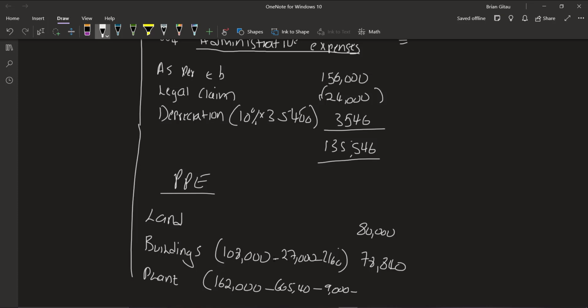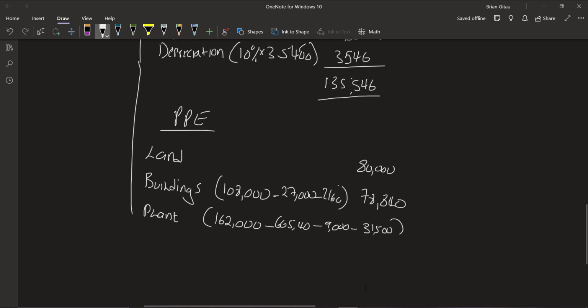Lastly, we have the leased. We have depreciation for the year, which was 31,500. So all this is giving us a total of, let's calculate this, 54,960. So we can go ahead and add the two. 80,000 plus 78,840 plus 54,960.